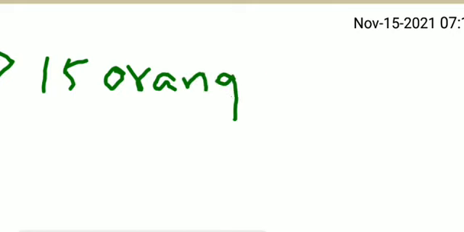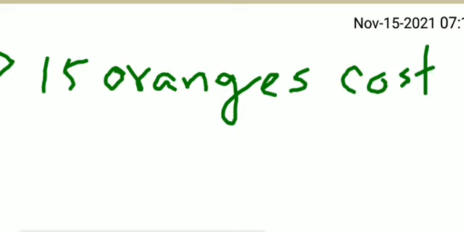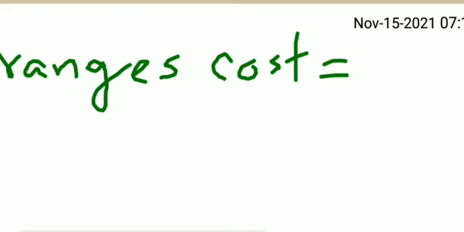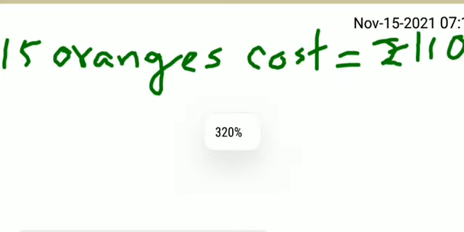You write number 1. So that you write 15 oranges cost equal to rupees 110. Okay. So students, since this is a unitary method, therefore you have to find out unit value.